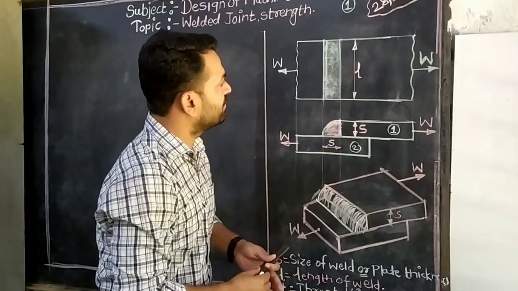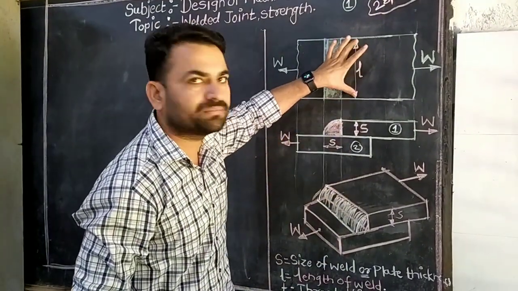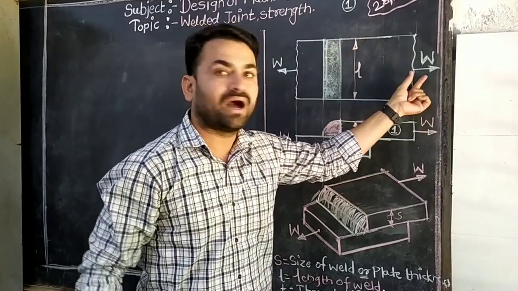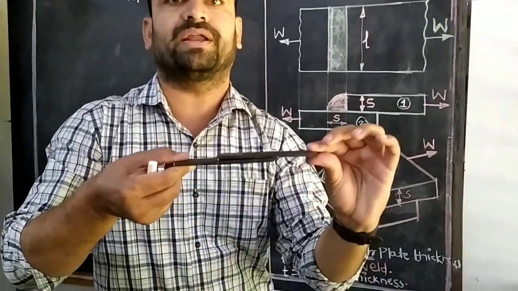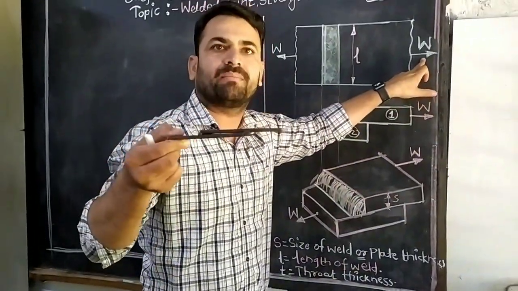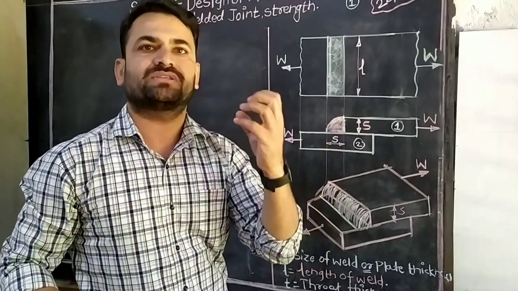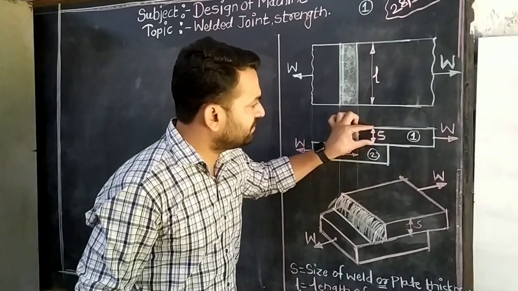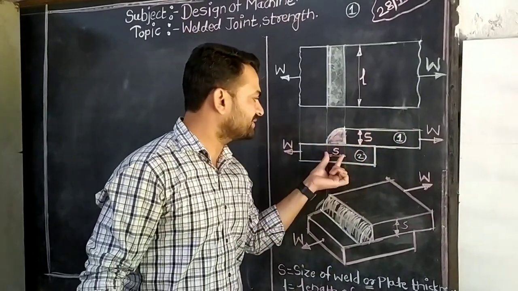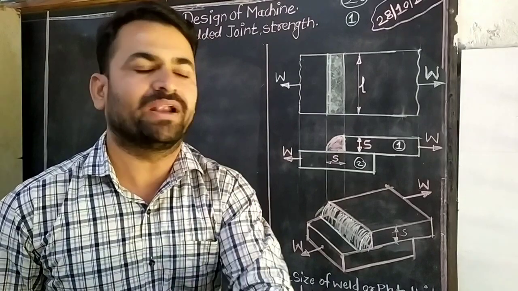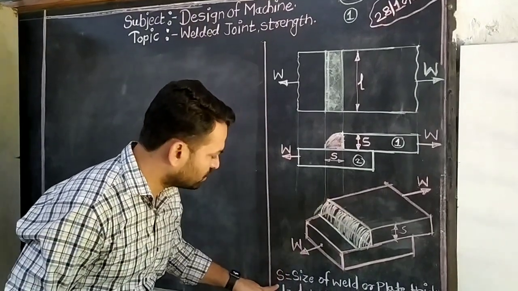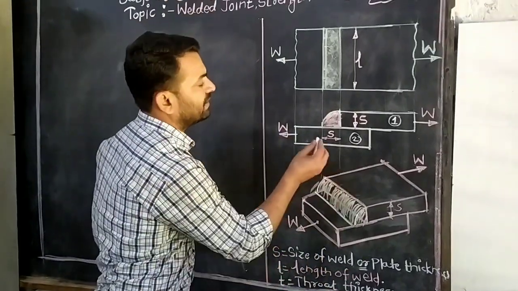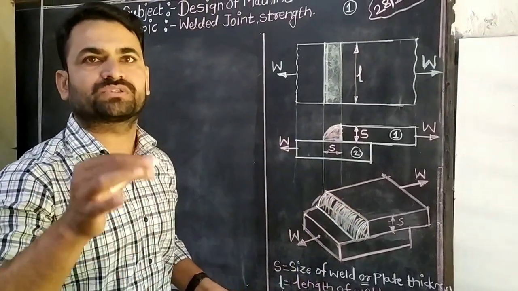So how to find out this strength? Before this, you should know L is equal to length of the weld. Here we are going to weld this portion, so L is the length of weld. W: after welding we are going to apply a load on these plates, so W will be the load taken up by this plate, or we can say the tensile strength capacity of this plate after welding. S is equal to the leg size of the weld. T is equal to throat thickness. So see here, how to find out the strength of this weld.